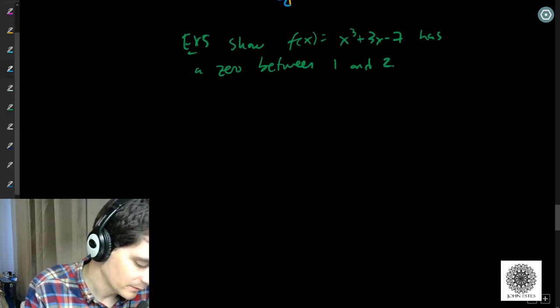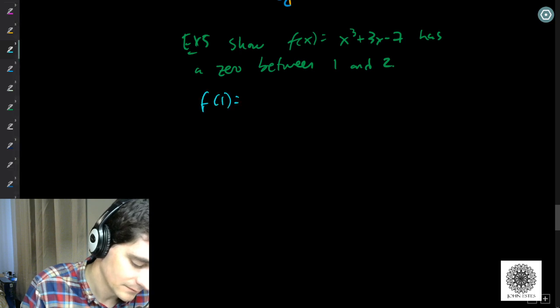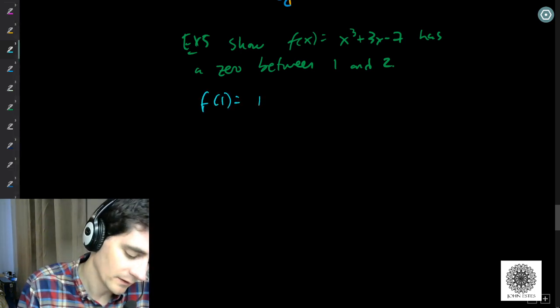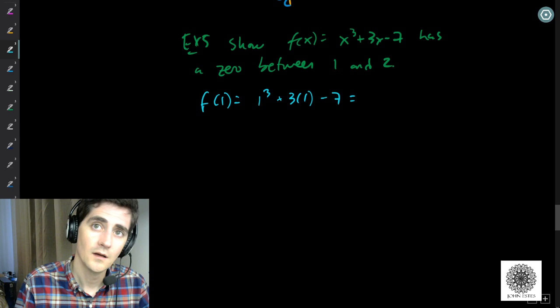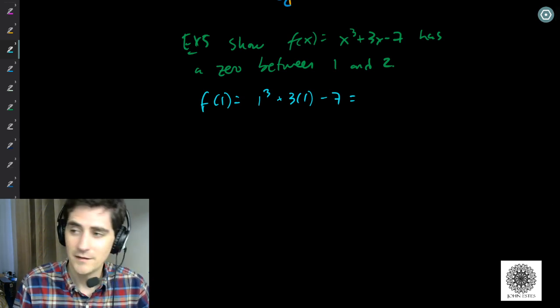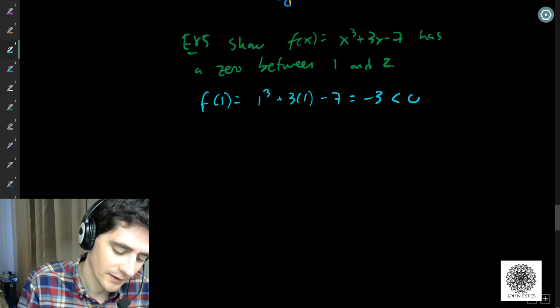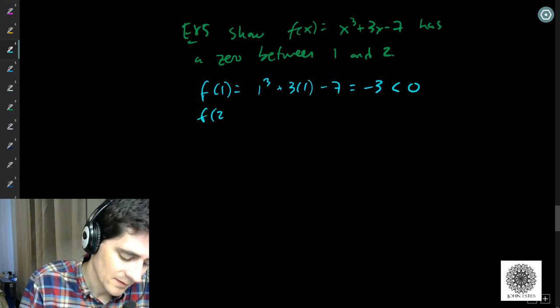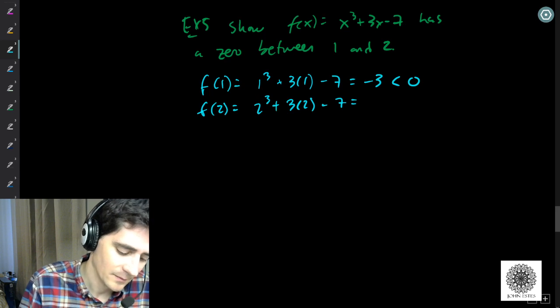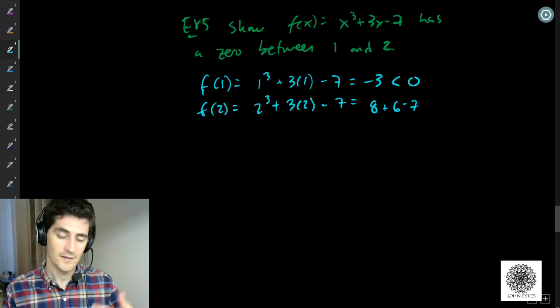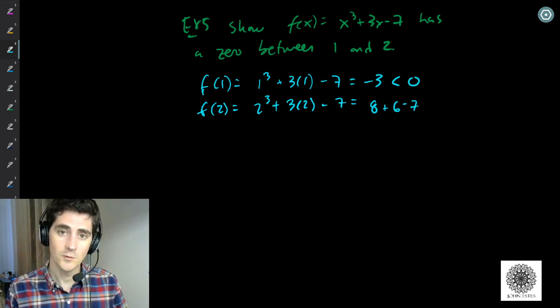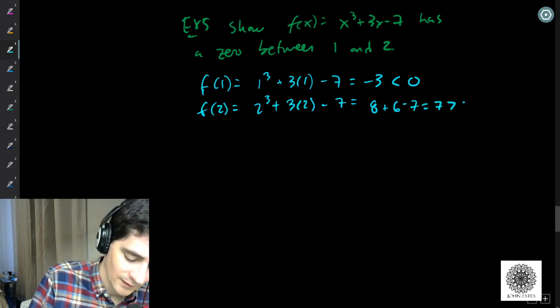Alright, so all I'm going to do here is plug in f of 1 and see what we get. If I plug in f of 1, I get 1 cubed plus 3 times 1 minus 7. So that's 1 plus 3 is 4. 4 minus 7 is negative 3. Look at that, I get a negative value. If I plug in 2, I get 2 cubed plus 3 times 2 minus 7. That's 8 plus 6 minus 7. So that's going to be positive, right? 8 plus 6 is 14, minus 7 is 7. So that's positive.